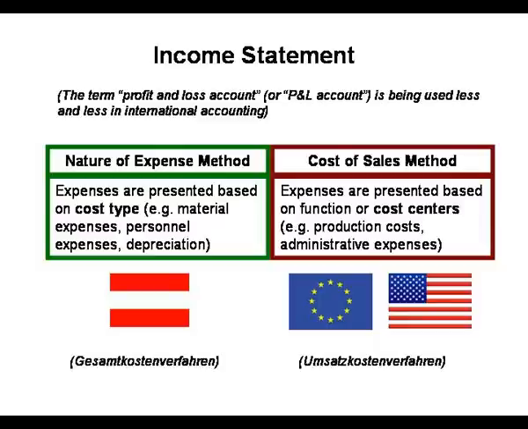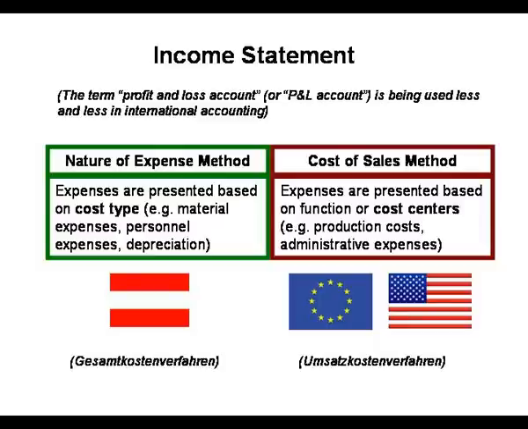And we said that the main difference is that in the case of the nature of expense method, our expenses are presented based on cost type, which means that the income statement lists positions like material expenses, das sind Materialaufwendungen, or personnel expenses, das sind Personalaufwendungen, or depreciation, das ist die Abschreibung.